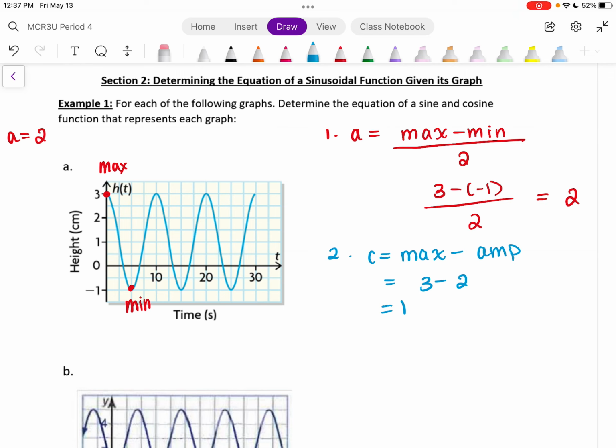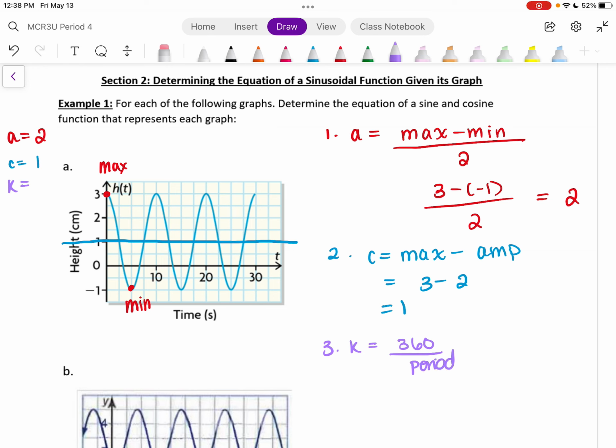So that means that my axis is right here at 1. So that's my axis. Now I have my C value. I'm just going to write that in. C value equals 1. Then I'm going to go find my K value. Like we said, K is equal to 360 divided by period.